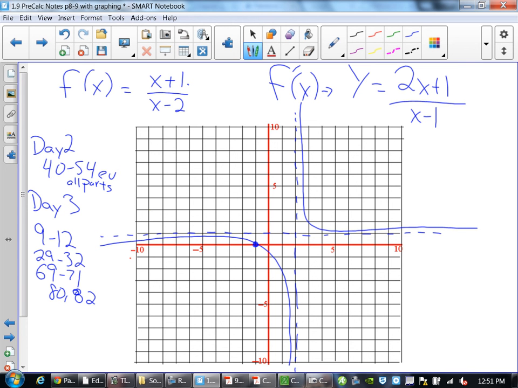Yeah, well, obviously don't do the day 3 stuff. These are evens. 40 to 54 is even, so it should only be like 7 problems. But there's only 2 that are rational with the weird graphs. The rest of them are pretty easy. See you guys. Okay.